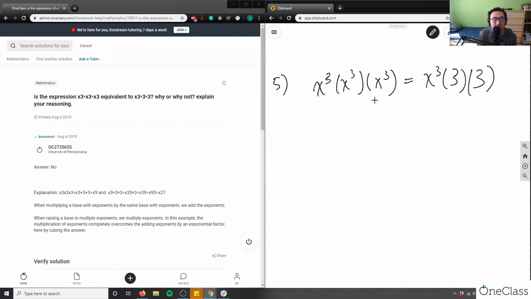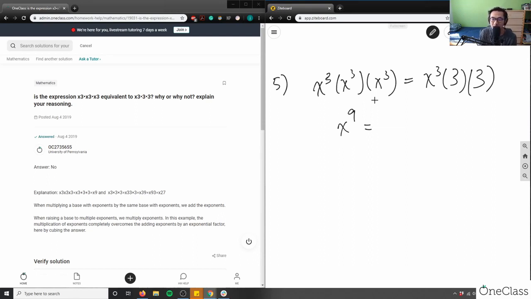So x cubed times x cubed times x cubed equals 3 plus 3 plus 3. I can add the exponents together to get x to the power of 9. So that's my left side here. And then my right side, I have x cubed times 3 multiplied by 3, right? In this case, I have different bases, x here and then 3 and 3, which means I actually can't add the exponents here.